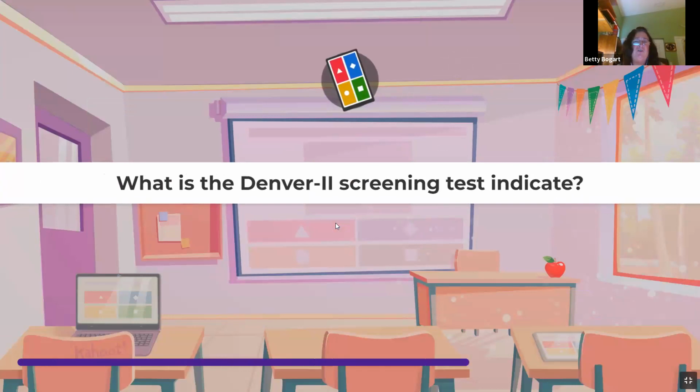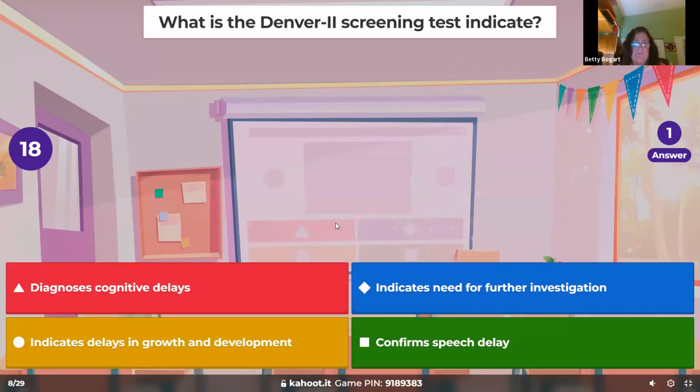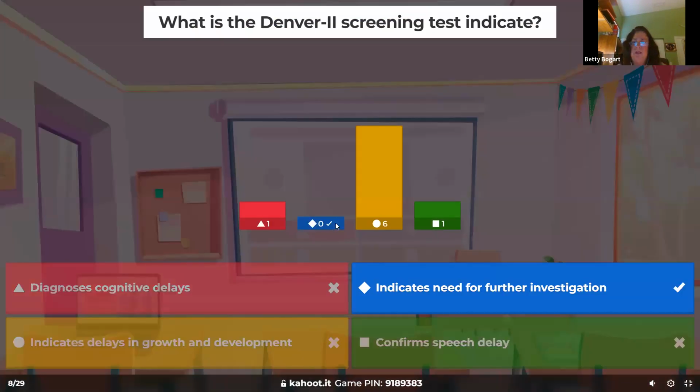What does the Denver 2 screening test indicate? They need something more, okay? So it tells you, all right, we think we have seen this and this and this. So then they put them into the therapies to evaluate so we know exactly what's going on. It does indicate the growth and development, but it tells you you need to find out why that is happening.